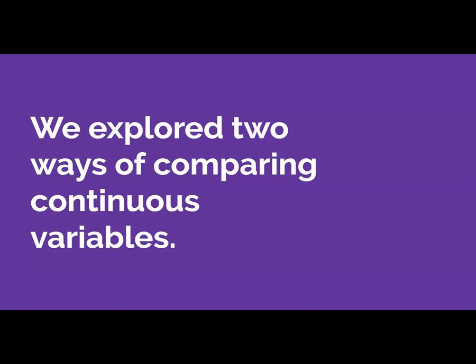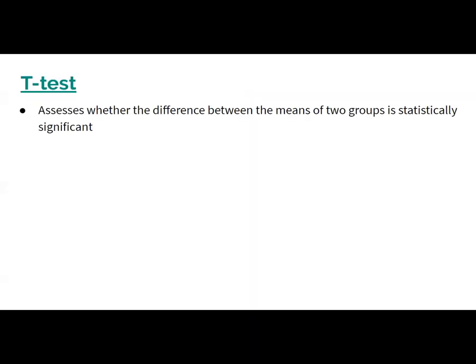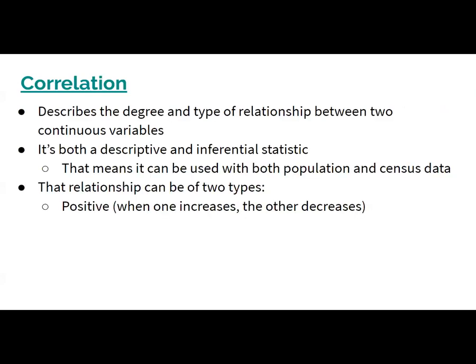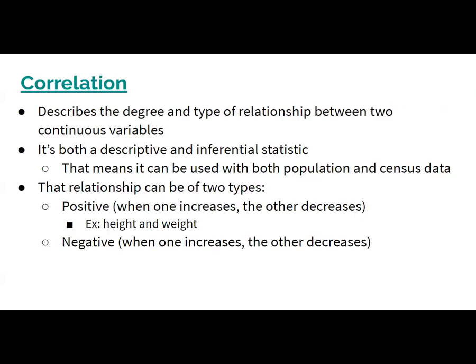And then again, we looked at these continuous, the numeric variables, and two ways of comparing them. We looked at the t-test, and that's how we want to look at two groups, and we want to see if their means are different from each other, and if there's a statistically significant difference. Correlation, it looks at the degree of a relationship. So that's not necessarily, you can't say which one is causing the other.